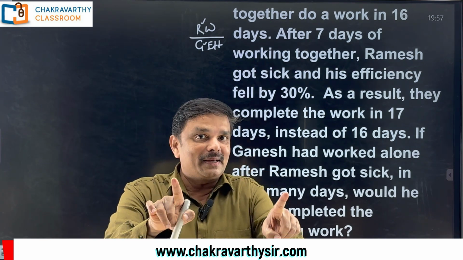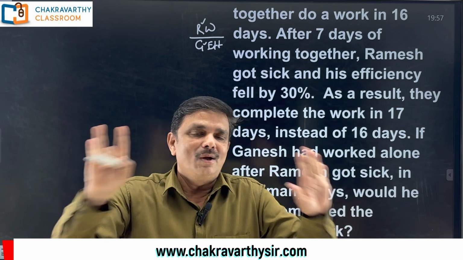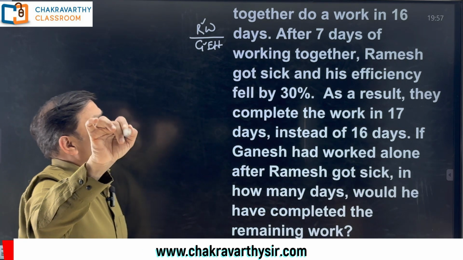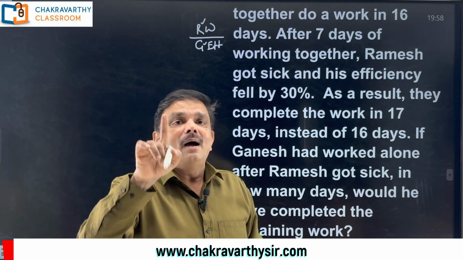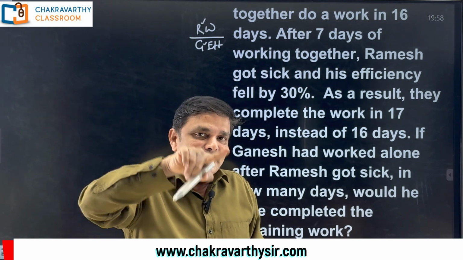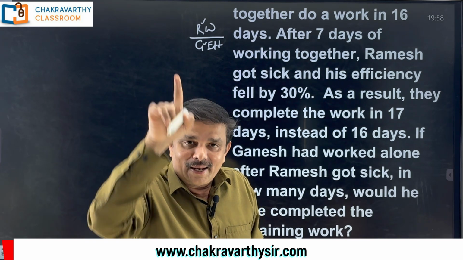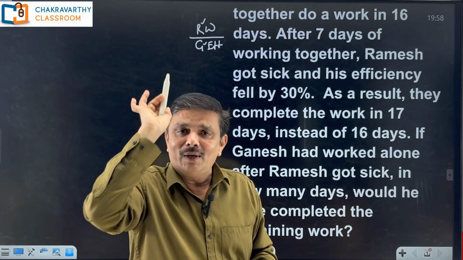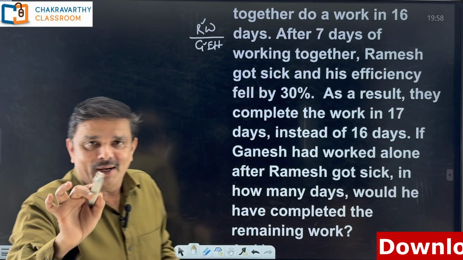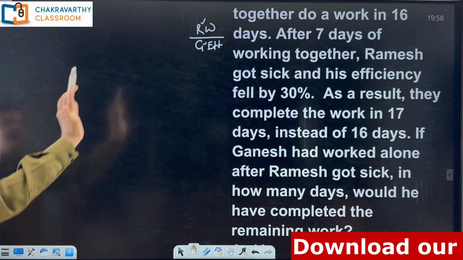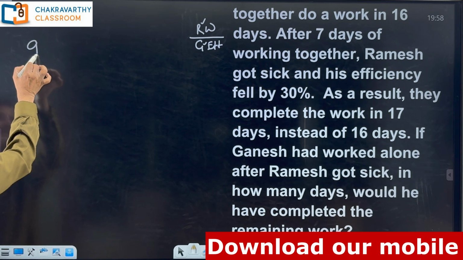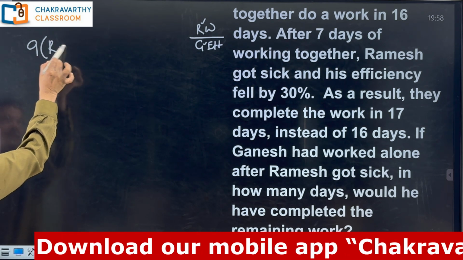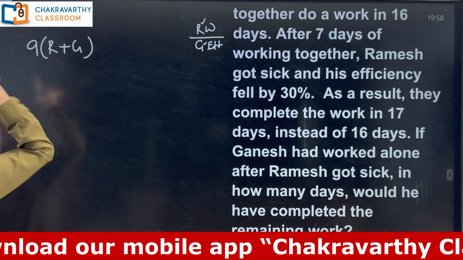With the same usual capacity, what would be the remaining work? The remaining work must have been completed by them in how many days? 16 minus 7. How many days? 9 days they would have completed the work if Ramesh had not fallen sick. That means here 9 days into Ramesh's original efficiency plus Ganesh's original efficiency.